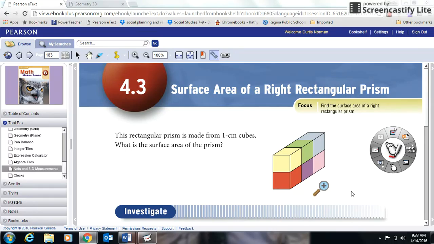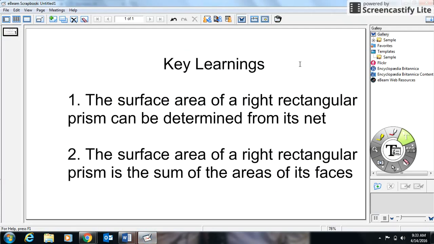Let's look at some of the key learnings. Hopefully what you will take away from today's lesson is, number one, the surface area of a right rectangular prism can be determined from its net, and I'll show you what they mean by that. And number two, the surface area of a right rectangular prism is the sum of the areas of its faces. I will also show you that.